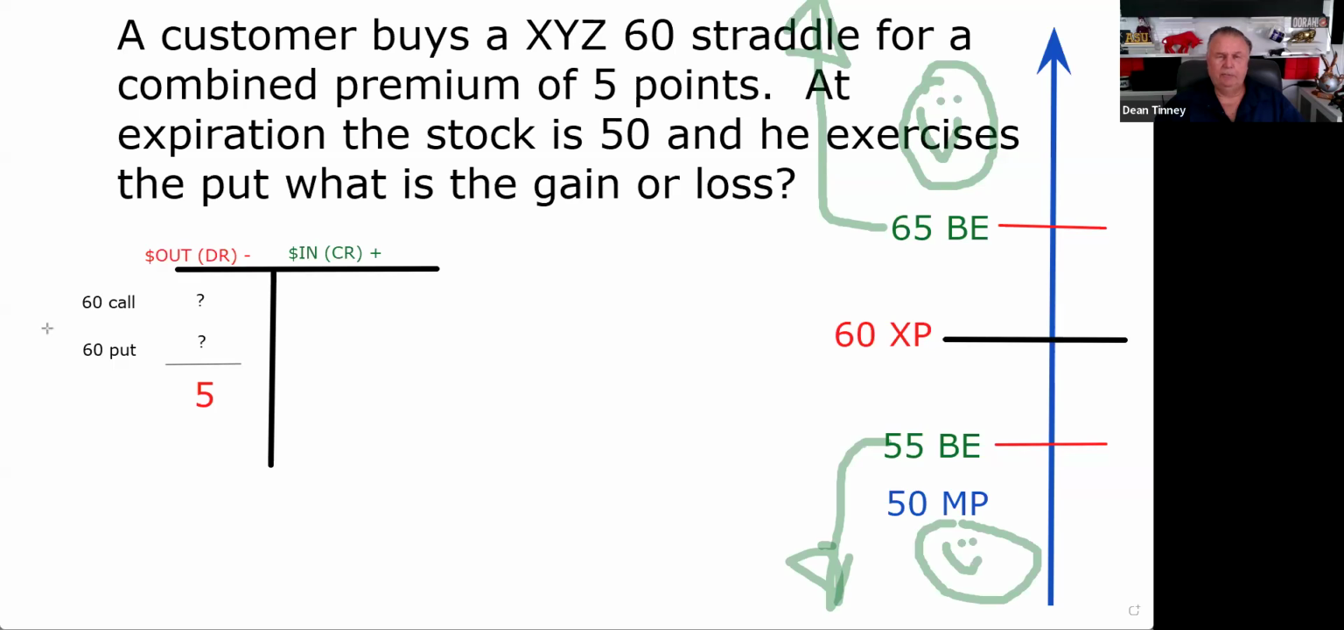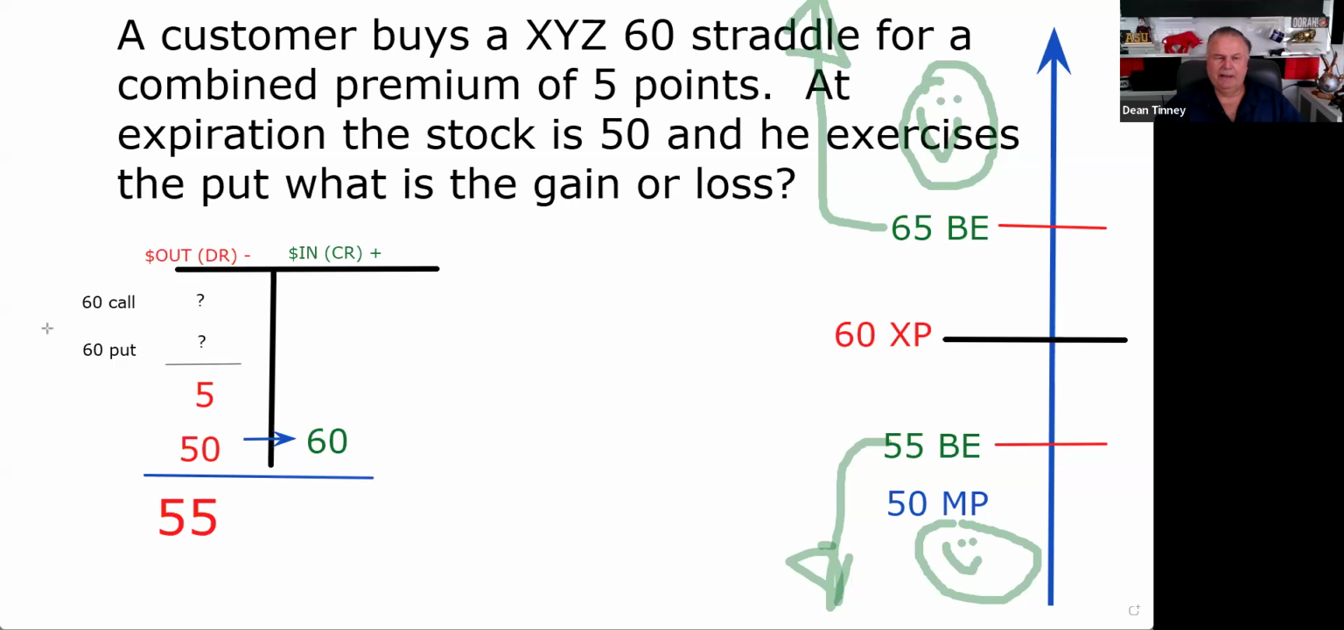A lot of people get bogged down in the phraseology here. So you exercise the put. That means I exercise my choice to sell the stock at 60, and to make delivery, I had to buy the stock at 50. So that's what that phraseology means. You should know that when you're long a put, you exercise. That means you're exercising your choice to sell at the strike price, which in this case is 60.